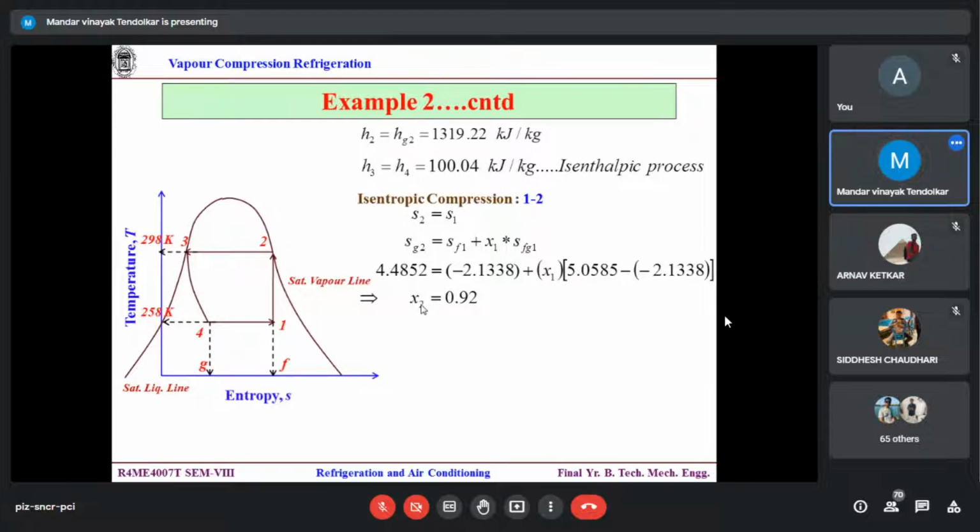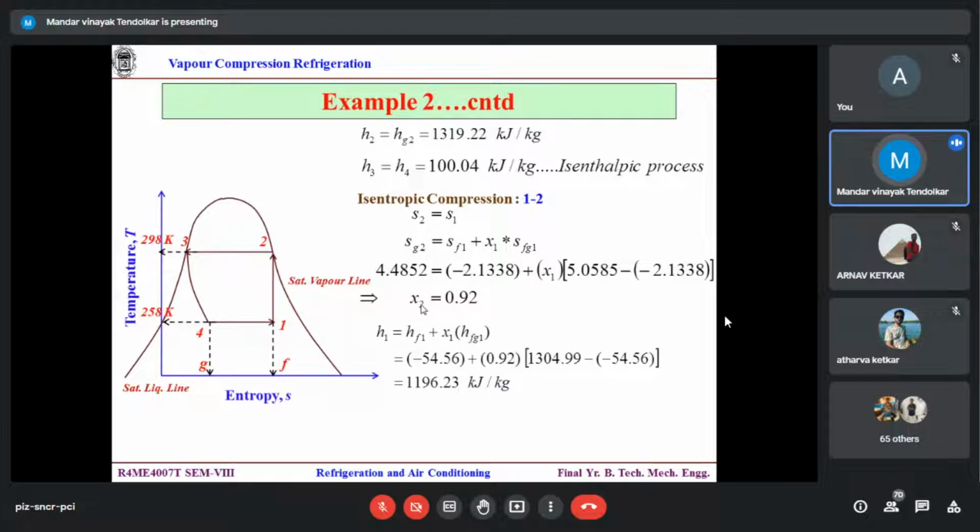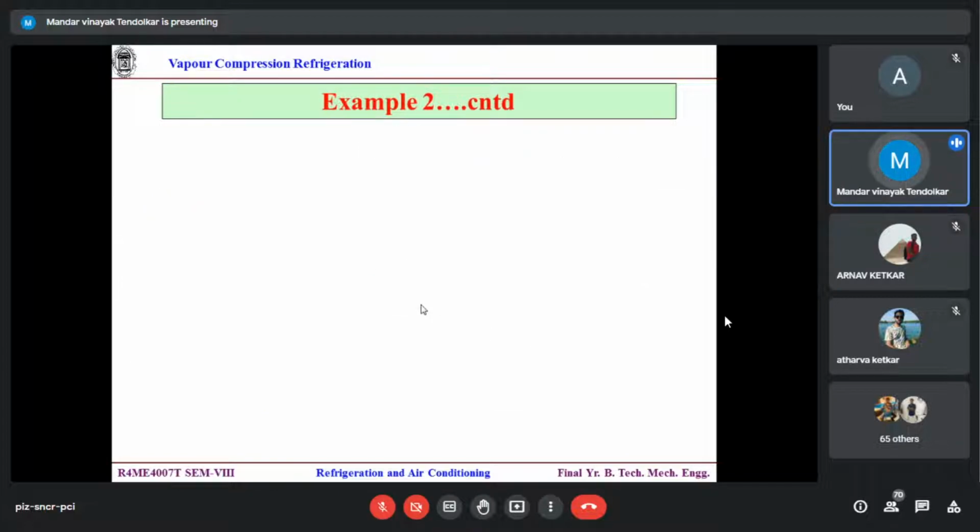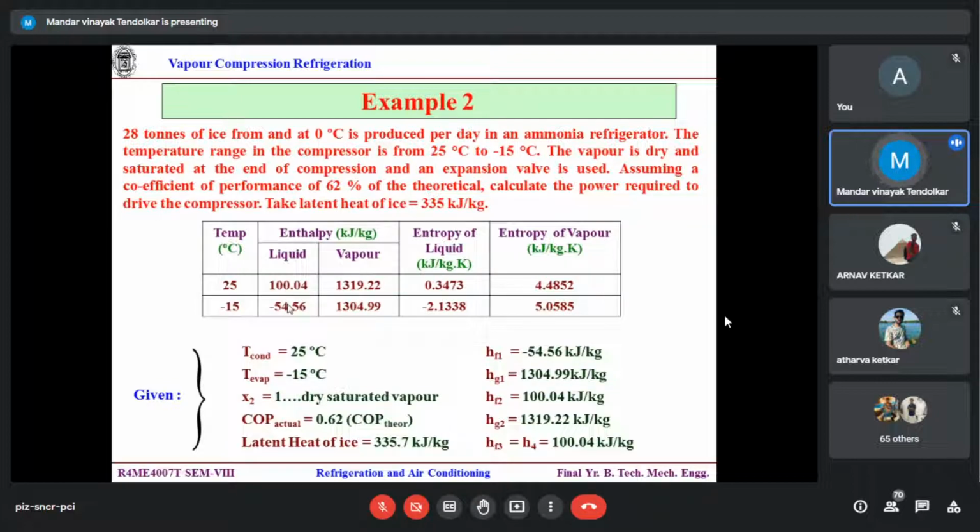Is this correct? Yes, sir. Fine, so now I got X1. X2 is dry saturated. State 3 is the liquid part, and H3 is the same as H4. So I calculate this H1, which is the only part missing. H2 is directly gaseous, meaning dry saturated, and H3 is liquid. So the only part missing was H1, which I calculated. Is the calculation correct? Yes, here also you can see, correct. Minus 54 enthalpy.